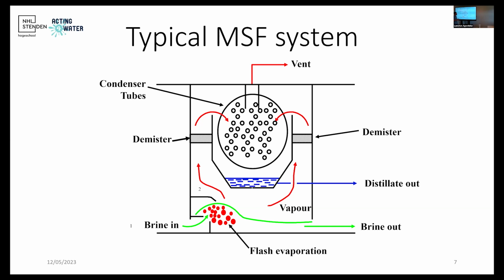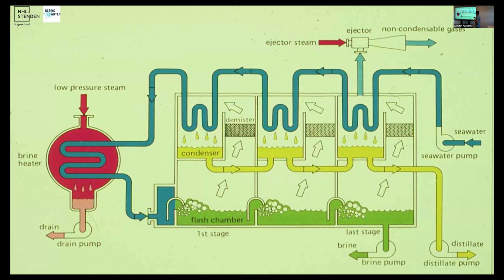You use the misters just to avoid droplets passing to your condensation chamber. Then the vapor passes, and you have a tube bundle at low temperature that will condense your water, and then you collect your distillate. So it's a simple concept, even though it requires a lot of combined pressure and temperature control. But of course, in an MSF system, you want to do this in stages. Because you can use the temperature of one stage to improve the energy efficiency of the whole process by transferring this energy to the next stage.